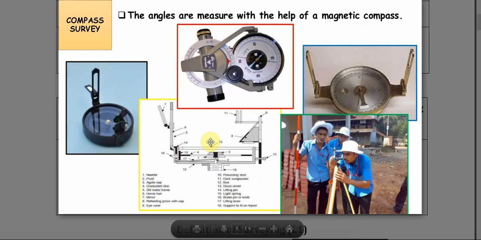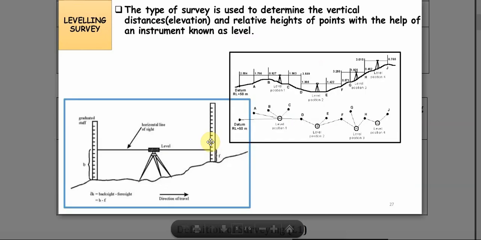Now, this is a compass. Most commonly used compasses in surveying are the prismatic compass and the surveyor's compass. So compasses are used to find directions, or they are also used to measure angles between two survey lines. So if a compass is being used, then that particular type of survey is called compass survey.